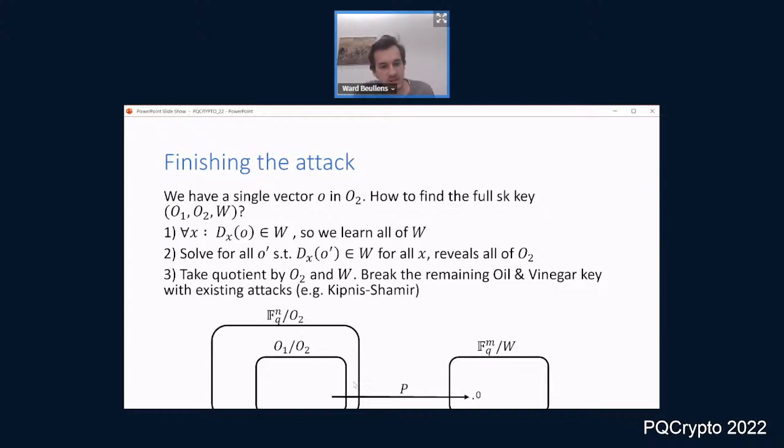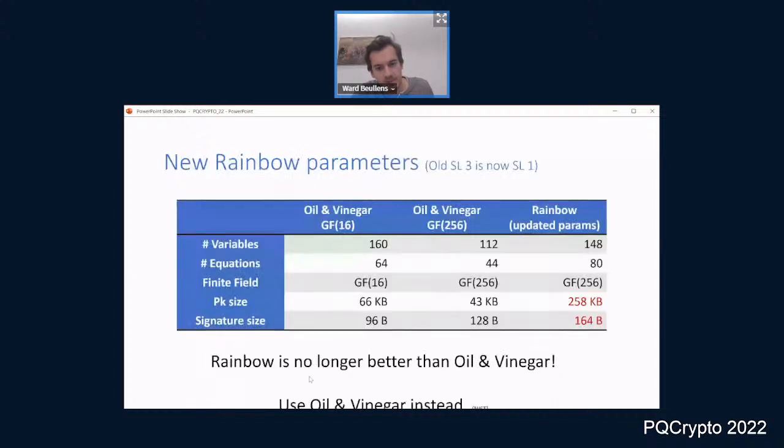And this is going to be easy in this case because the space is now quite small because you took a quotient that removes a lot of variables. So you get an oil and vinegar instance that's not secure because it's too small. Okay, so that was how you finish the attack. And I mentioned the attack is very efficient. You can do it in a weekend.